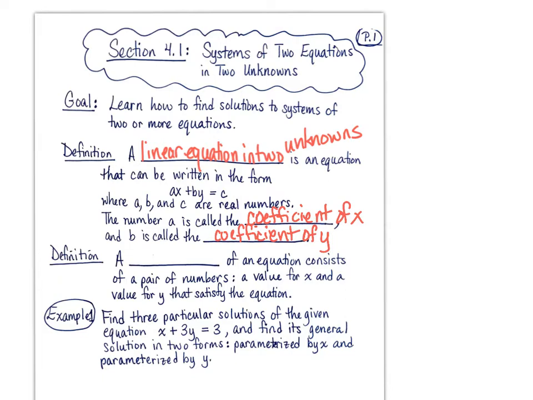All right, a definition: a solution of an equation consists of a pair of numbers, a value for x and a value for y that satisfy the equation. So it has a pair of numbers, a value for x and a value of y. That's what a typical solution looks like. Now what we're going to do is go through an example where we have to find a solution, or find three different particular solutions, or find its general solution.